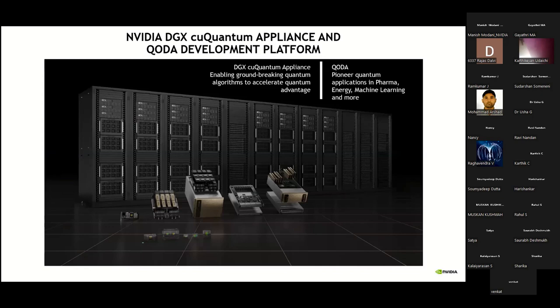So in summary, DGX is a quantum appliance that allows us to accelerate quantum circuit simulations and take advantage of those. CUDA-Q is again a pioneer, and that will help in pharma, energy, machine learning and more, where one can easily offload. And whatever they are doing right now is easily replaceable for tomorrow. Like if today one is using simulators, tomorrow that can simply be replaced with the QPU, quantum processing unit.